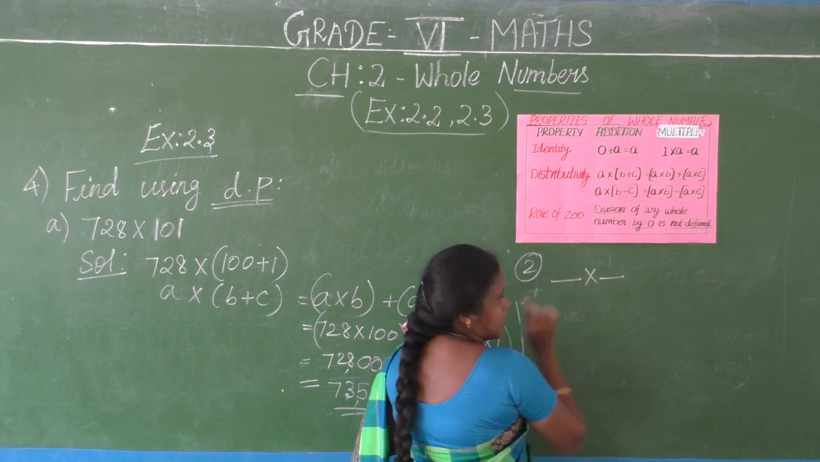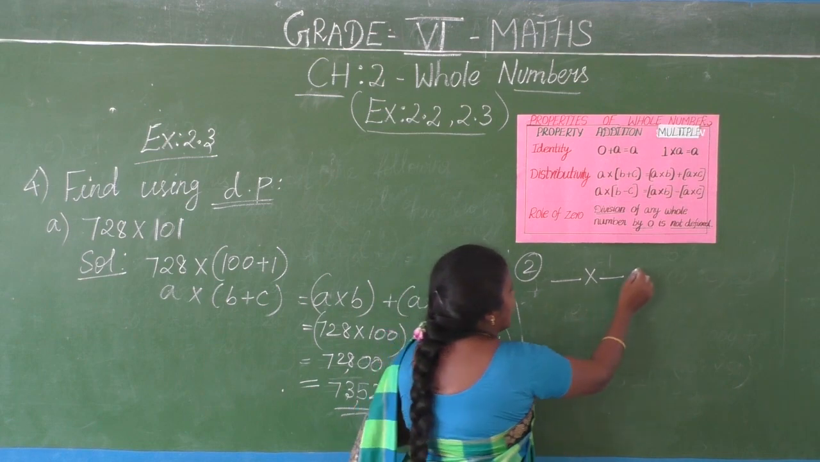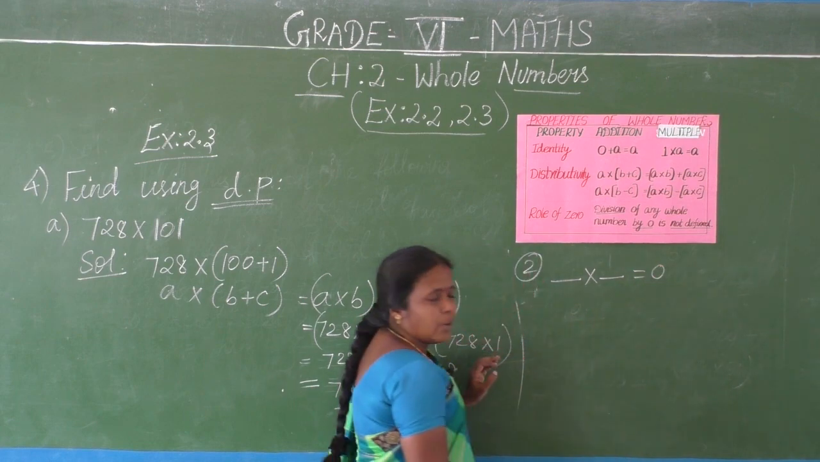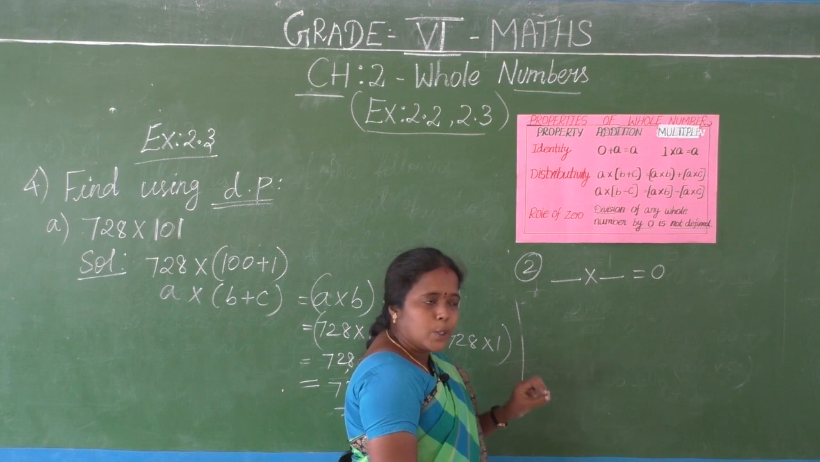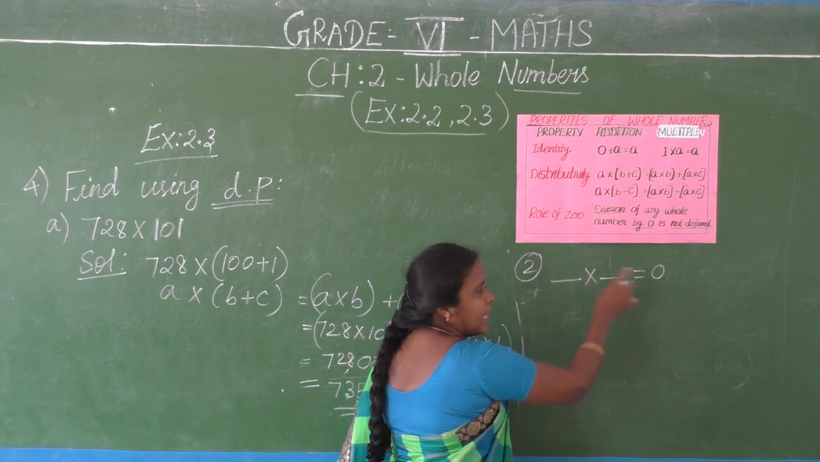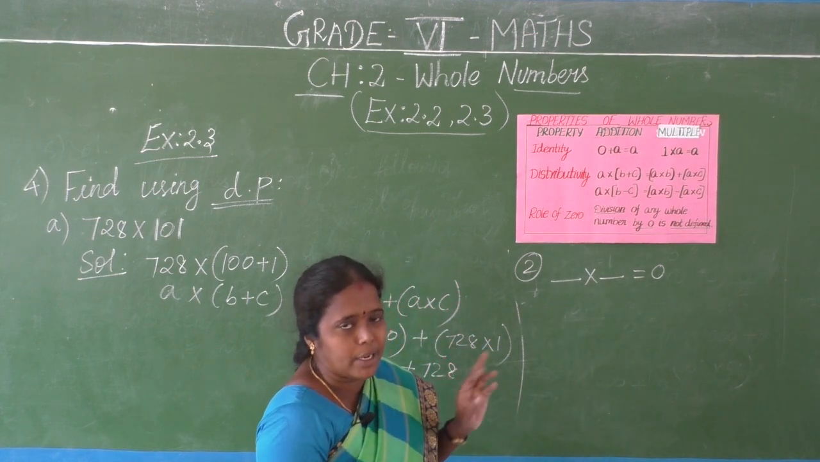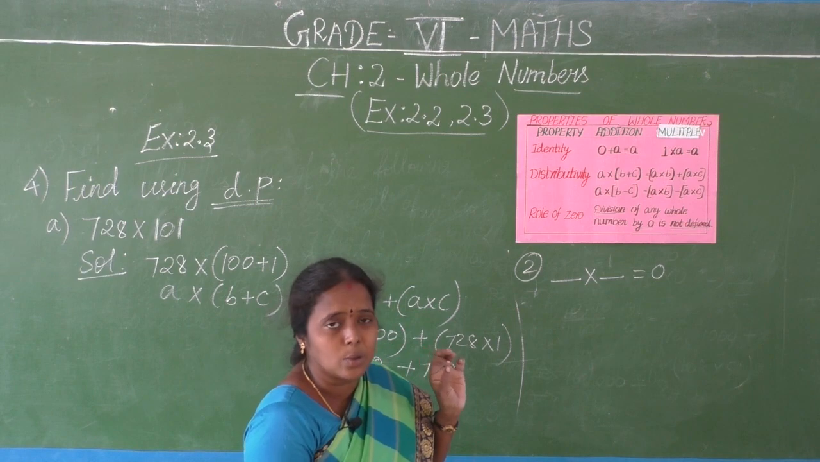Second question, 1 mark level only. If you take 2 numbers and multiply them, and your answer is 0, that means can you say both places must be 0 for getting answer 0, or in one place 0 is enough for getting answer 0? This is the question.